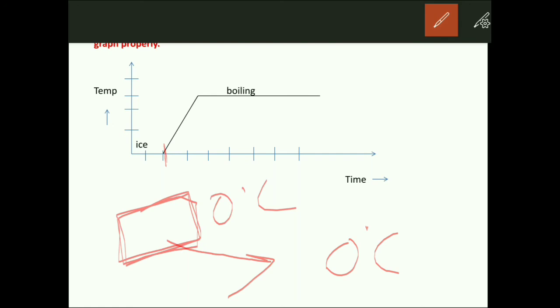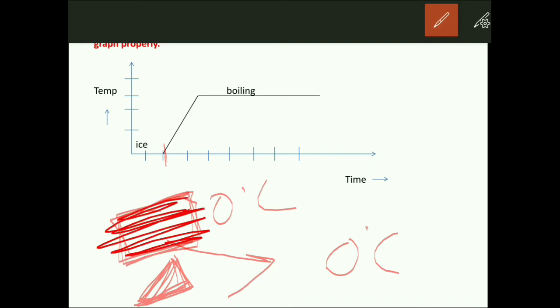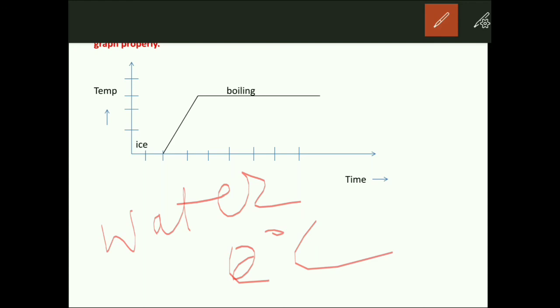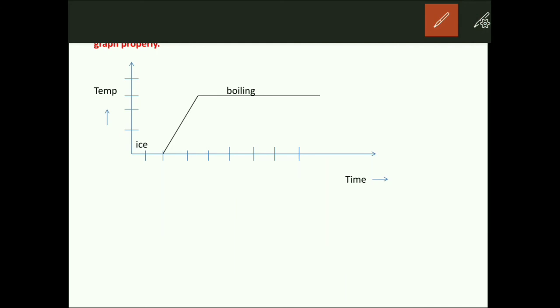Suppose we have a lump of ice at 0 degrees Celsius, and we start heating it. It will not immediately change into ice at 1 degree Celsius. Until and unless all the ice is melted, the temperature will not change. So when the ice is melted, first it will become water at 0 degrees Celsius, and then only the temperature will start rising. I hope I am making it clear.